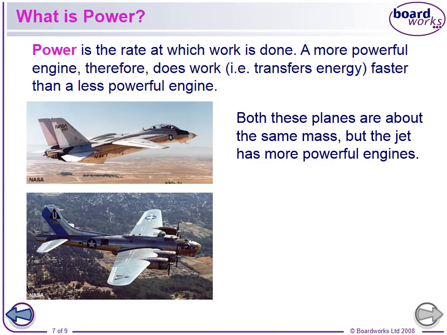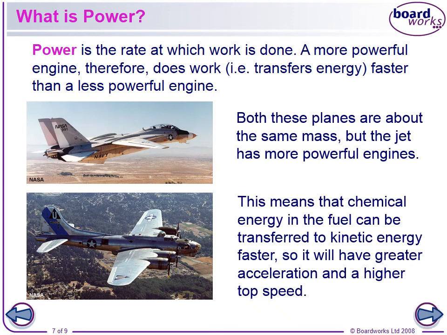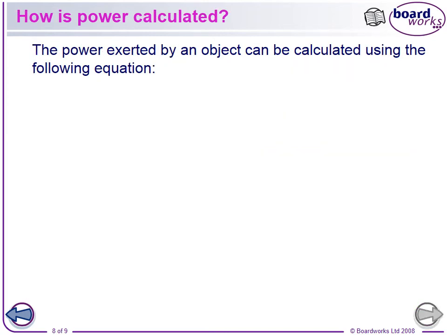All right, so power is the rate at which work is done. A more powerful engine, therefore, does work faster, or transfers energy faster than a less powerful engine. Both of these planes are about the same mass. However, the jet has more powerful engines, and that's because the energy in the fuel is transferred to kinetic energy faster, so it has a greater acceleration and a higher top speed. So that means it speeds up much faster.